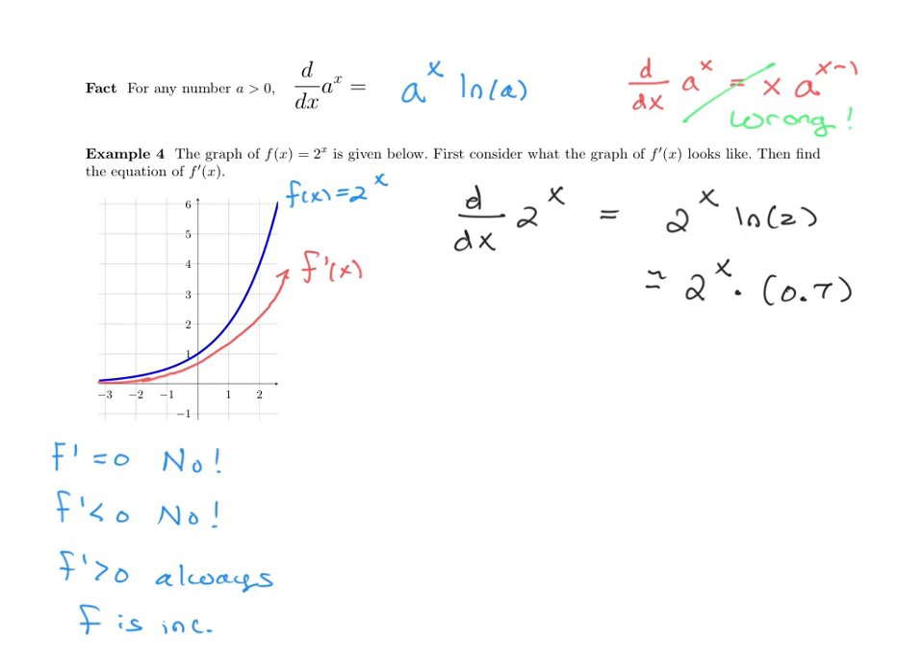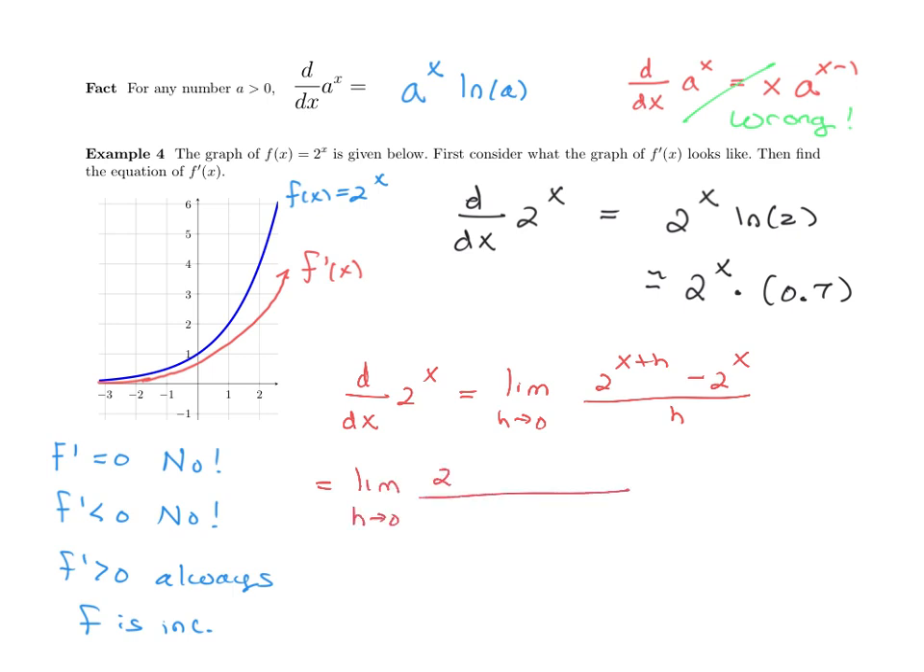More formally, if you want to see why this is true, you can look at the limit definition of the derivative. That is, if you take the derivative of 2 to the x, or any number to the x, that's the limit as h goes to 0 of 2 to the x plus h minus 2 to the x all over h. You can simplify this. This is the limit as h goes to 0 of, well, 2 to the x plus h is 2 to the x times 2 to the h. And written this way, you can factor out 2 to the x from the numerator. So we have this.